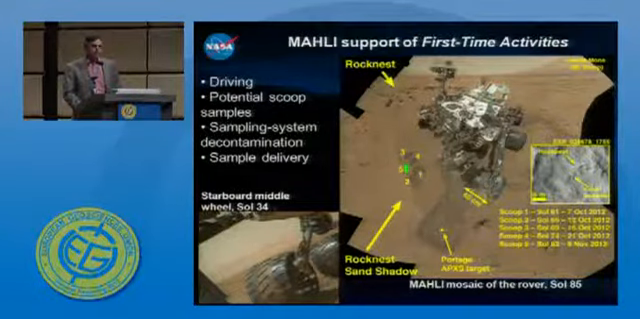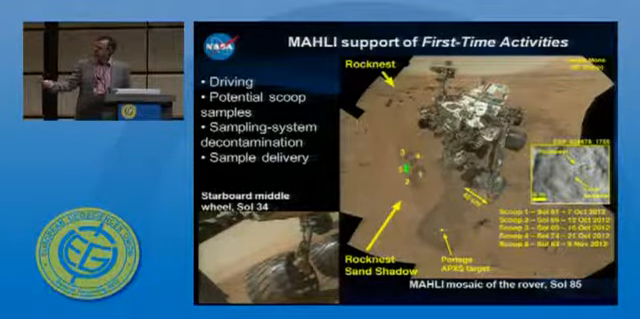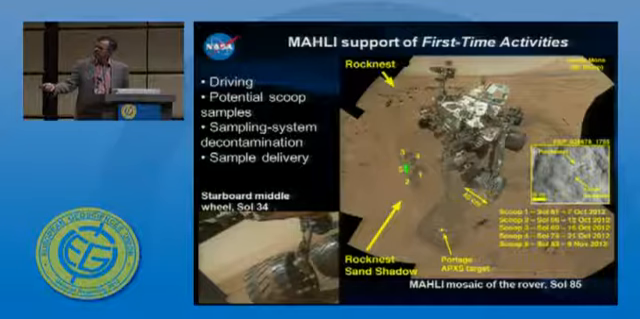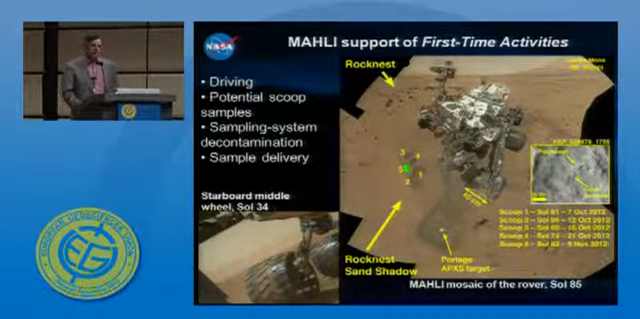MOLLE was used to help check out the driving system of the rover. For instance, in looking at the wheels, as you can see, by the time we could image the wheels with MOLLE, we'd done some driving, but we were able to check out the entire undercarriage and check out the status of the wheels. MOLLE was used to check potential scoop samples.